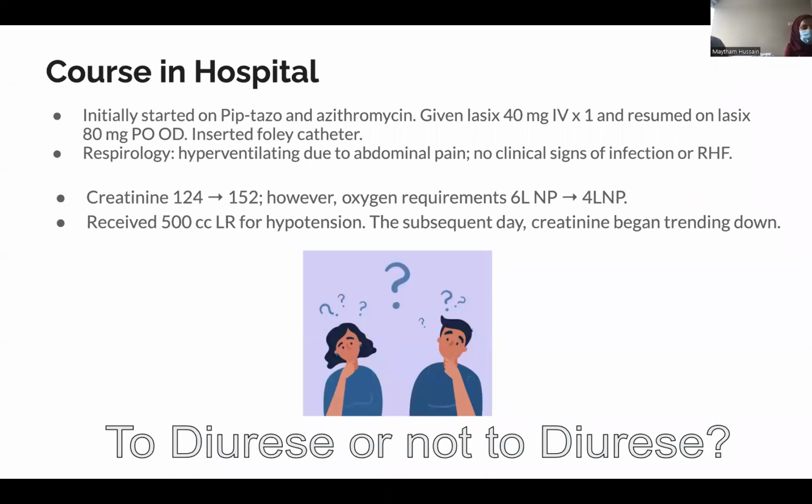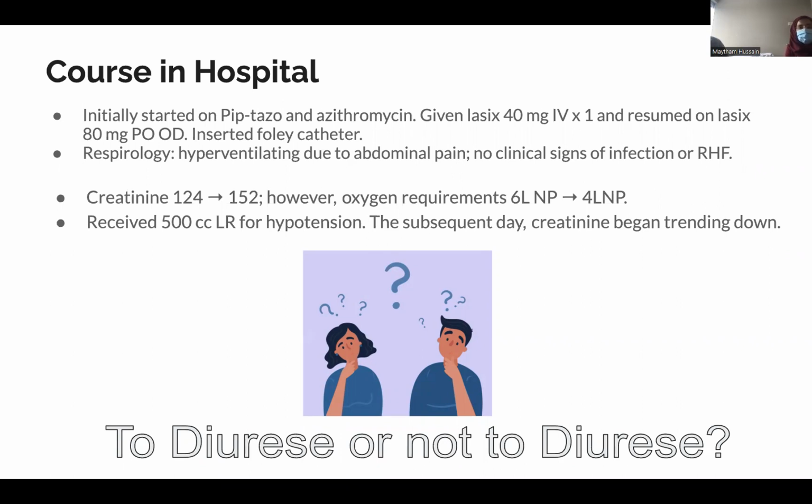So on admission, she was started on piptazo and azithromycin. She was also given 40 of IV Lasix ×1 and then resumed on her previous home dose of Lasix, 80 milligrams instead of the 40 milligrams. A Foley catheter was inserted.